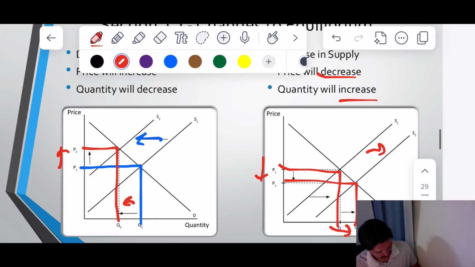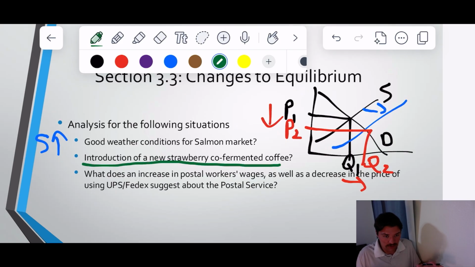Here's another thing. This one's interesting. In the coffee world, they're always coming out with some new flavor. So let's say there's an introduction of a new strawberry co-fermented coffee. These are really interesting. If you ever get the chance to try one of these co-fermentation processes, it's naturally flavored coffee where they take strawberries and coffee beans and ferment them together, and it's a really cool deal if you're a coffee geek. But anyways, because of this introduction of the new deal, this is going to increase the demand for coffee. People want to try more of it.